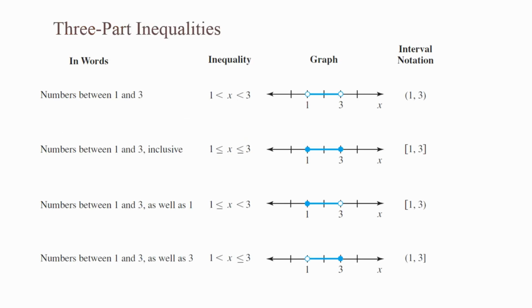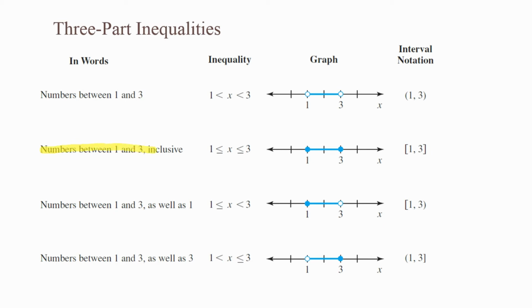3-part inequalities. In words, numbers between 1 and 3 is expressed as an inequality as 1 less than x less than 3. For the graph, we have an open dot at 1, an open dot at 3, and the line goes between 1 and 3. For interval notation, we have parenthesis 1, comma 3, close parenthesis.